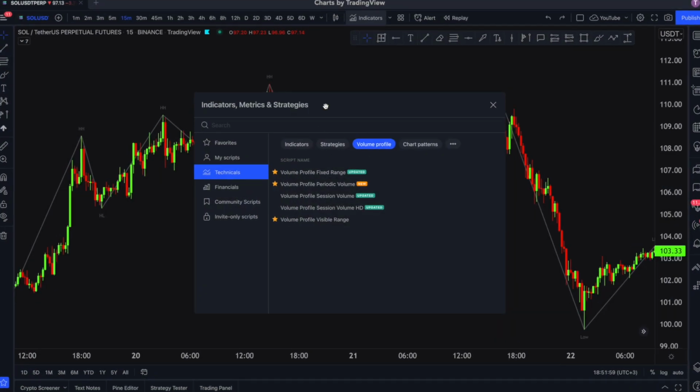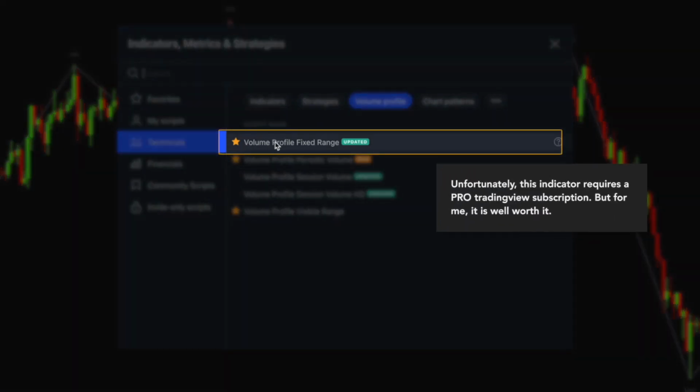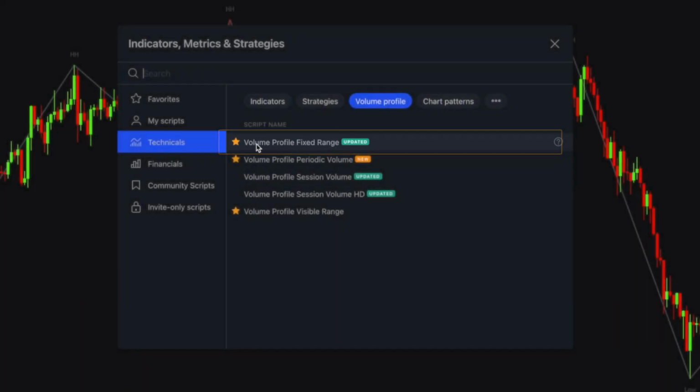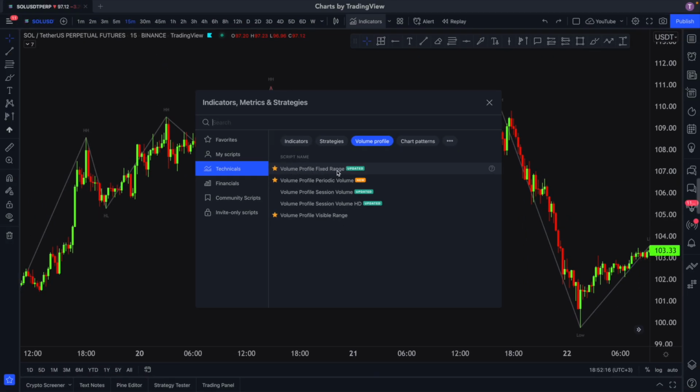The last indicator is a version of a volume profile that I use so much. Unfortunately, you'll need a Pro TradingView subscription to use this indicator. But trust me, it is well worth it. It's called Fixed Range Volume Profile.